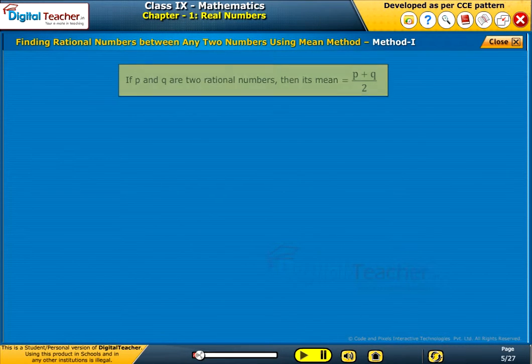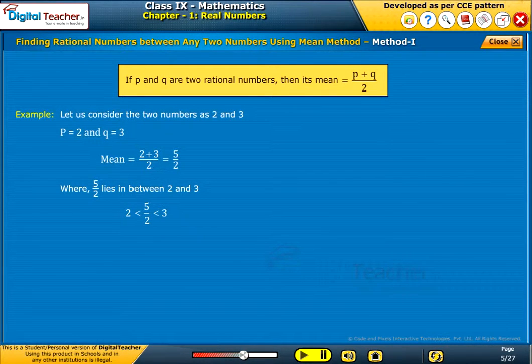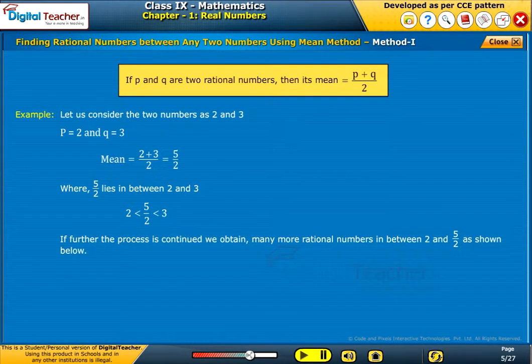Method 1. If P and Q are two rational numbers, then their mean is P plus Q by 2. Let us consider the two numbers 2 and 3. Here P is equal to 2 and Q is equal to 3. Then the mean of these two numbers is 5 by 2, which lies in between 2 and 3. If the process is continued further, we obtain many more rational numbers in between 2 and 5 by 2 as shown below, where 2 is less than 9 by 4, less than 5 by 2, less than 3.